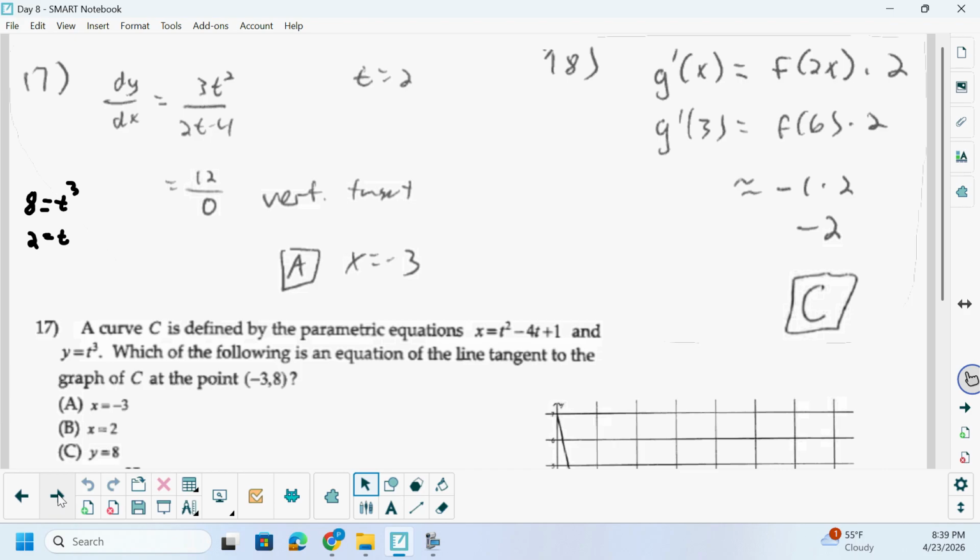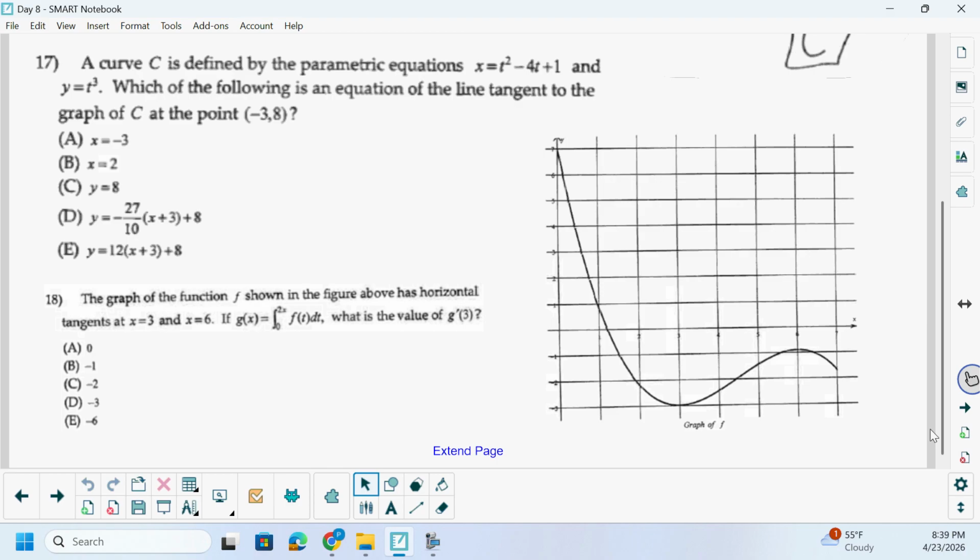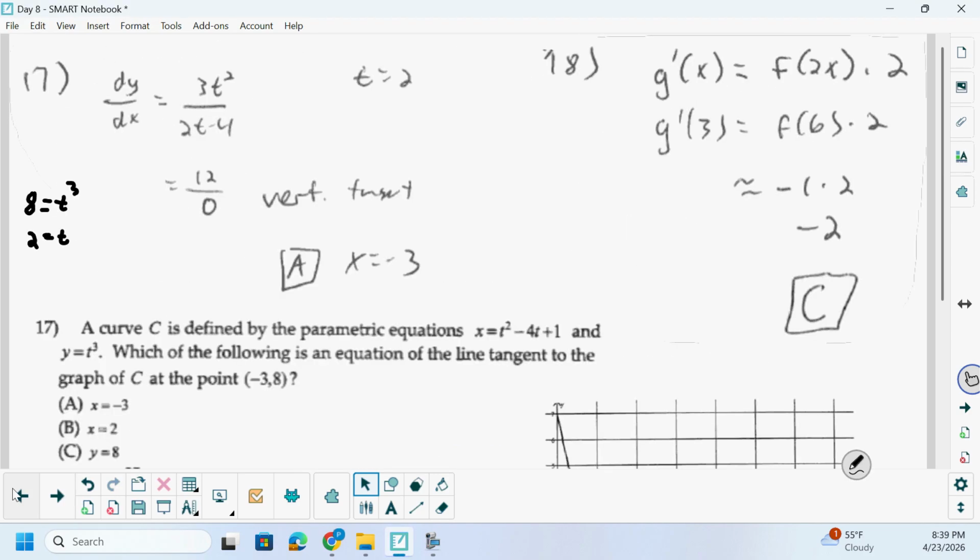In 18, we had a chain rule that we had to do. Derivative of an integral that goes from a number to an algebraic expression. Our algebraic expression gets subbed in, and then we multiply by the derivative of what we subbed in afterwards. So we're going to have f of 2x, then times the derivative of 2x, which is 2. We wanted to do g prime of 3, so replace the x with 3. We now have f of 6 times 2.